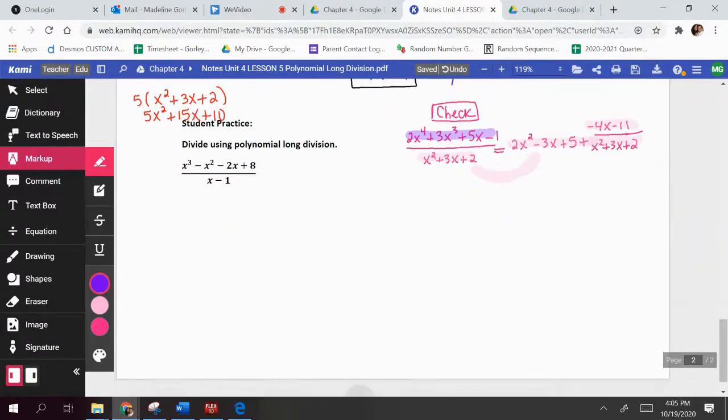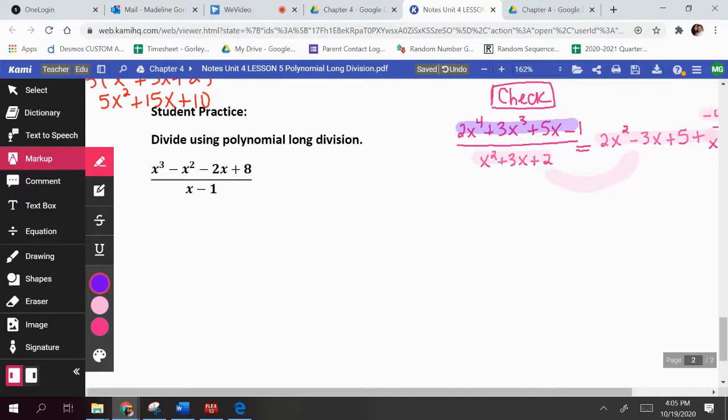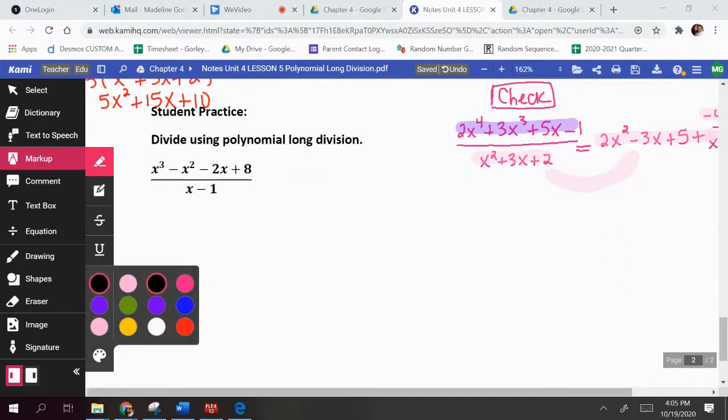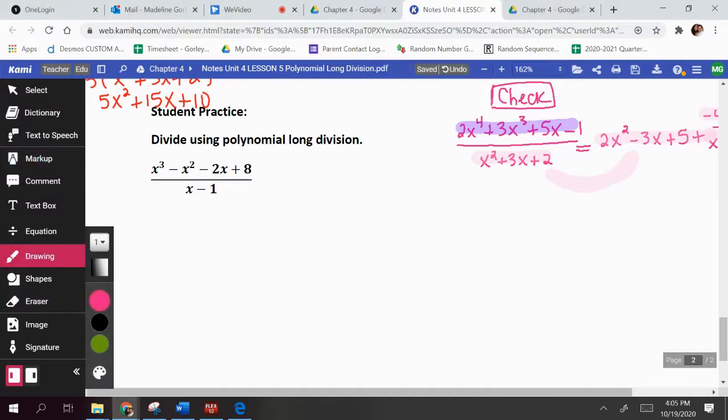Okay, last one. At this point, you should pause the video and see if you can divide using polynomial long division for this example. Okay, welcome back. In this case, my dividend is the numerator. And my divisor is x minus 1.